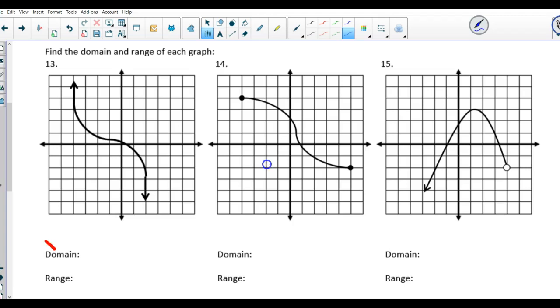Domain, I know, is the x values. X values are from left to right. So I'm looking at my left boundary to my right boundary. That's the only part that I need to keep, is within that left and right boundary.